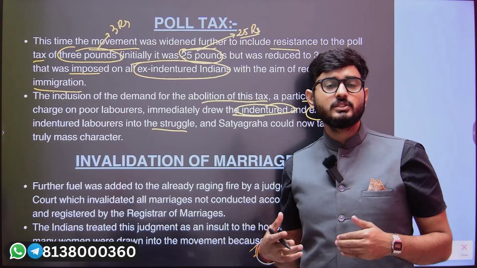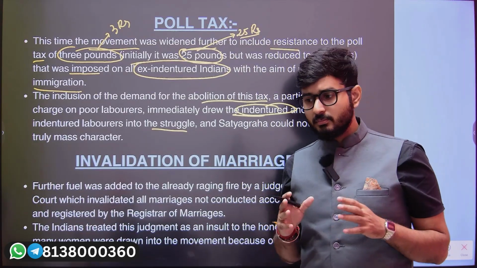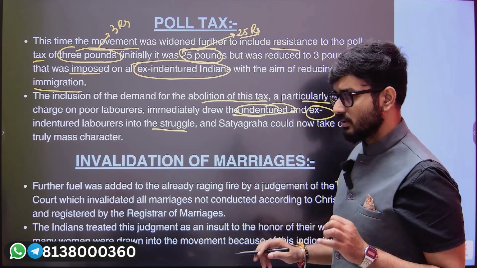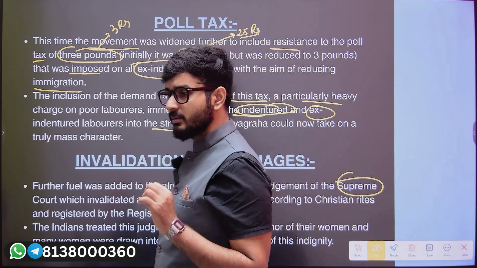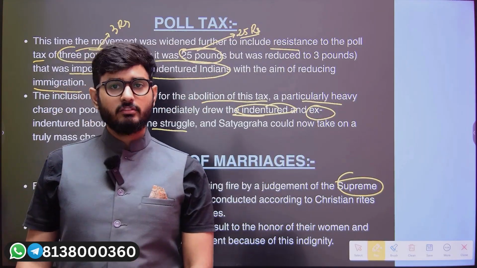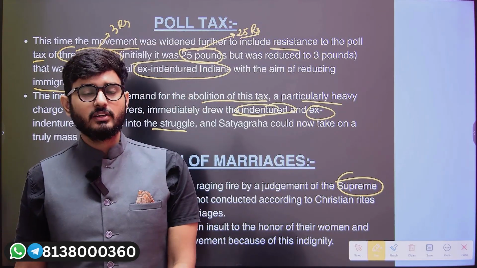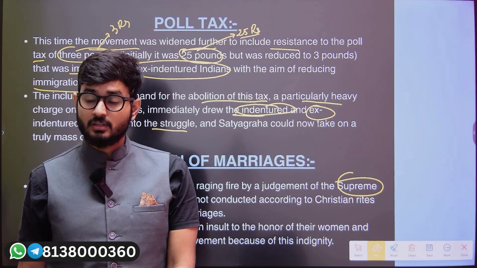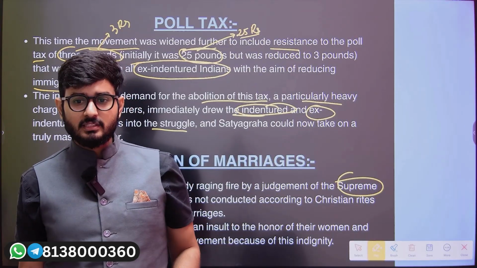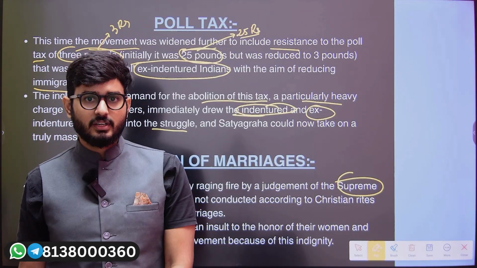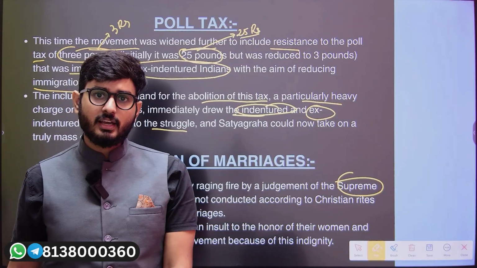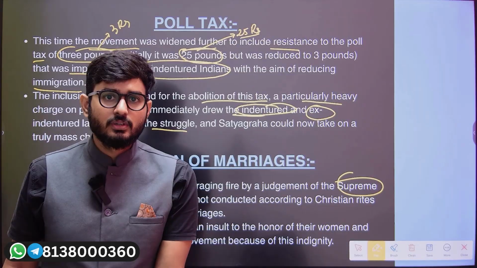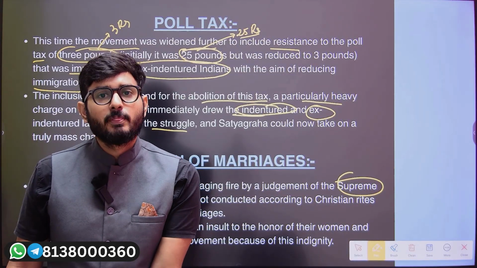And just after this, what happened is that the Supreme Court, which was presided over by British judges, invalidated all the marriages that did not happen according to Christian customs and Christian rituals. So that means that for all the people who resided in South Africa, if they did not carry out their marriages according to Christian rituals, all their marriages were bogus. Their marriages were not true.